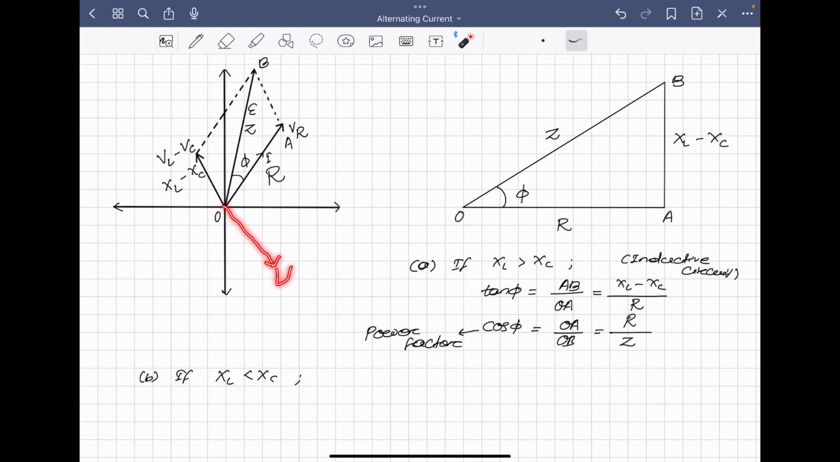This becomes VC minus VL, and this is our VR. So our resultant must go in this direction, EMF E, and current is here, I. So here the EMF lags behind the current. This is our E, this is our I. So the EMF lags behind the current by phase phi, and this is the condition for a capacitor. So if XL is less than XC, you can call it a capacitive circuit also.